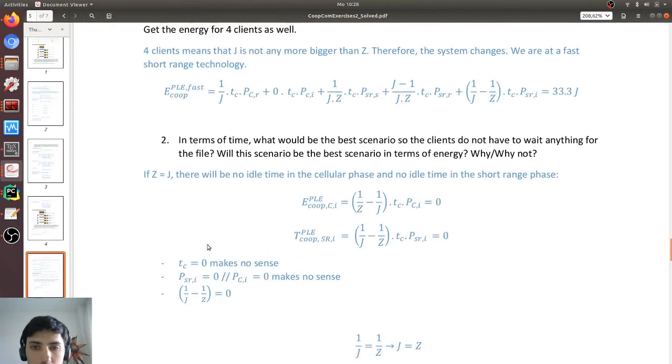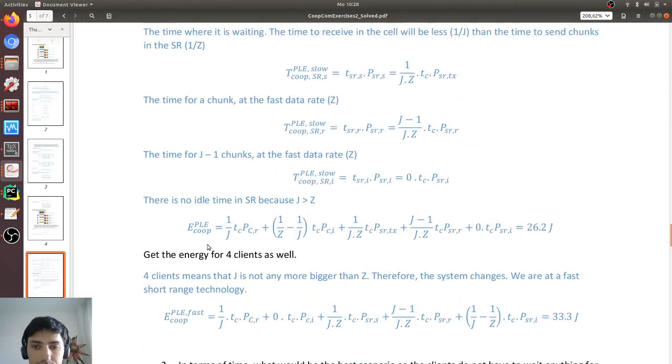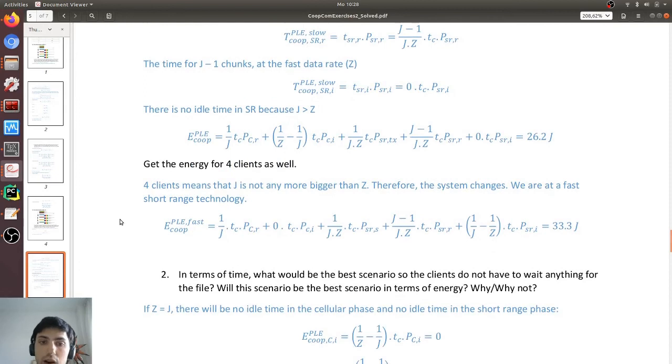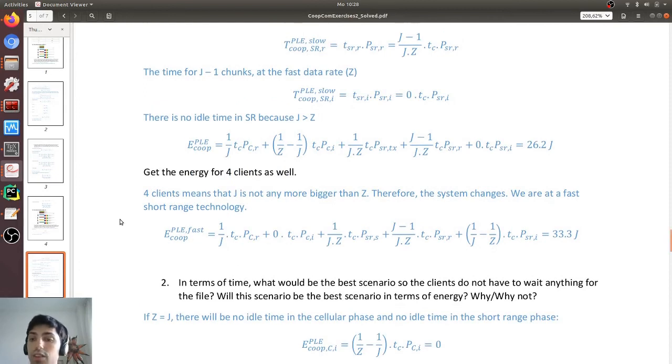So where are we? Okay, here. Yes. So it's important to be aware of this. It depends on the ratio of z and j. You will need to see which one of them we are looking at. So now, in terms of time, what would be the best scenario so the clients do not have to wait anything for the file? And will this scenario be the best in terms of energy? Why and why not?